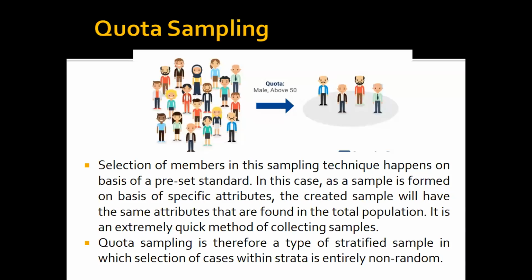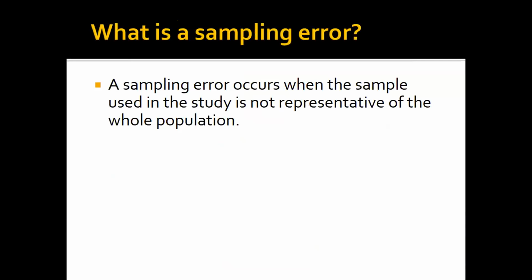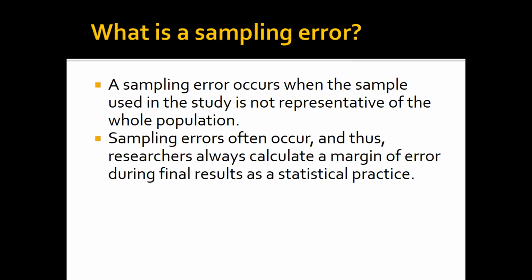So whenever we are going for non-random manners, then there are sampling errors. Sampling error is when your sample is not representative of the whole population. So we should know that some or the other sampling error will always be there, even if we are going for probability sampling techniques. But there are certain acceptable limits of sampling errors and there are certain unacceptable limits of sampling errors.